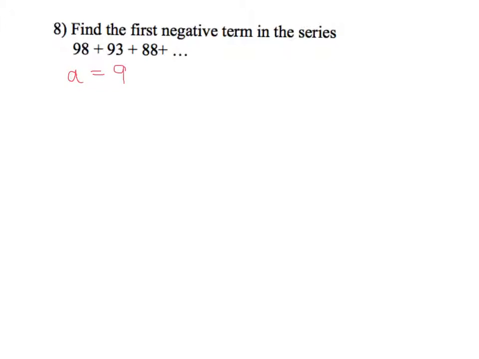So the first term is 98. The common difference is 93 minus 98, which is negative 5. And you can see that that is the same common difference, because 88 minus 93 is also negative 5. So this is an arithmetic series, so we know that this is the expression for the nth term.